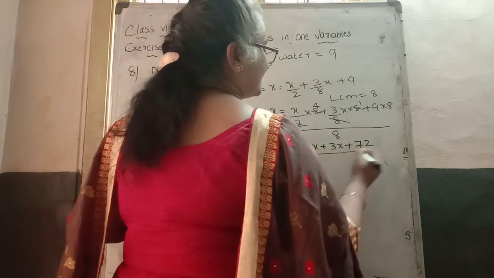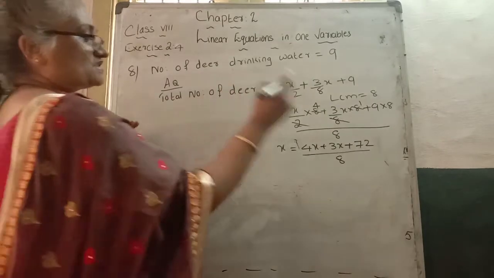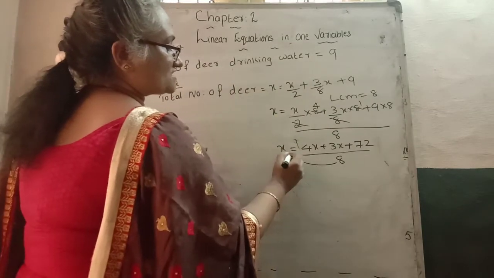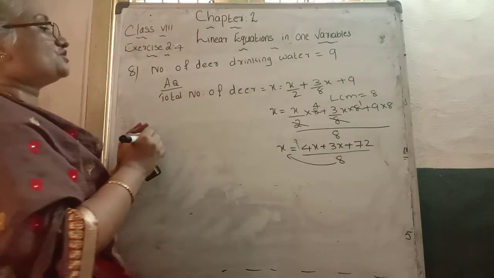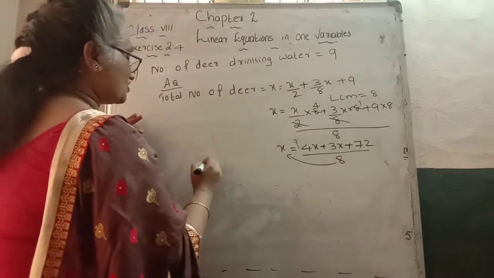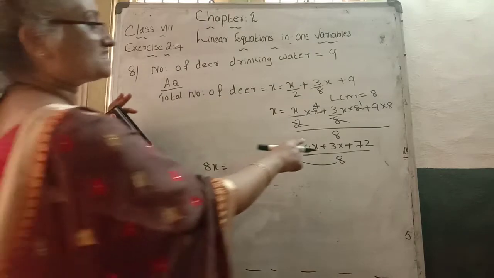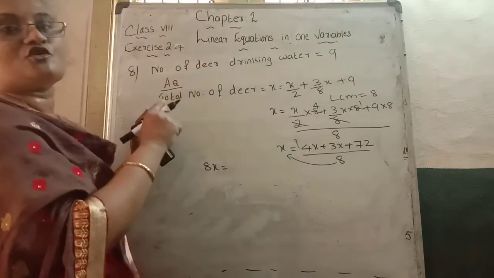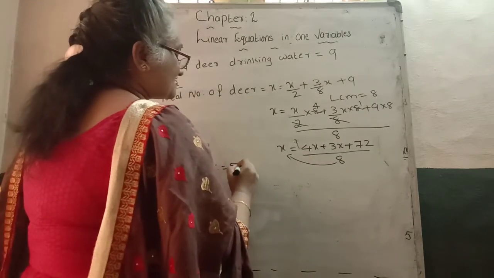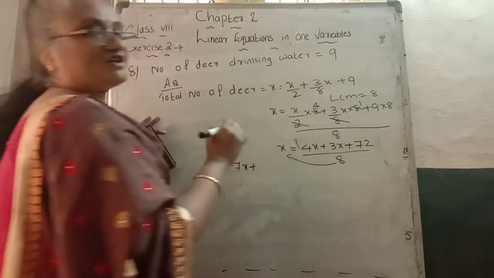72, whole divided with 8. Next process, 8 denominator, 8 send to the right. Left side, 8 into x becomes 8. So I write here 8x is equal to, add like terms. 4 and 3 are like terms because they are carrying x terms. 4 plus 3 comes to be 7x plus 72 is a constant term.